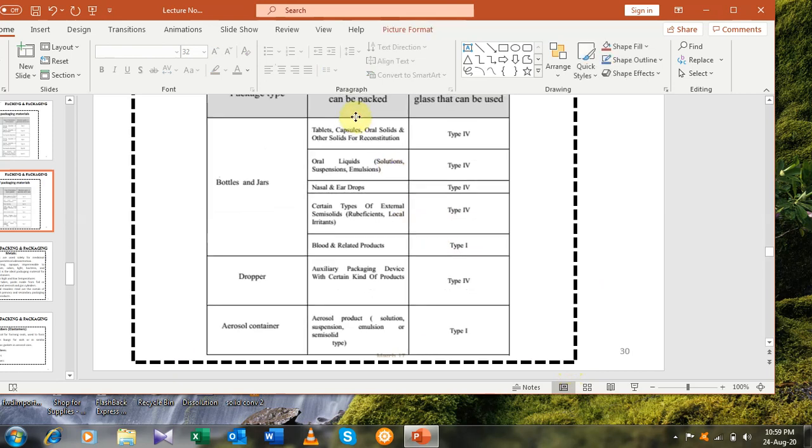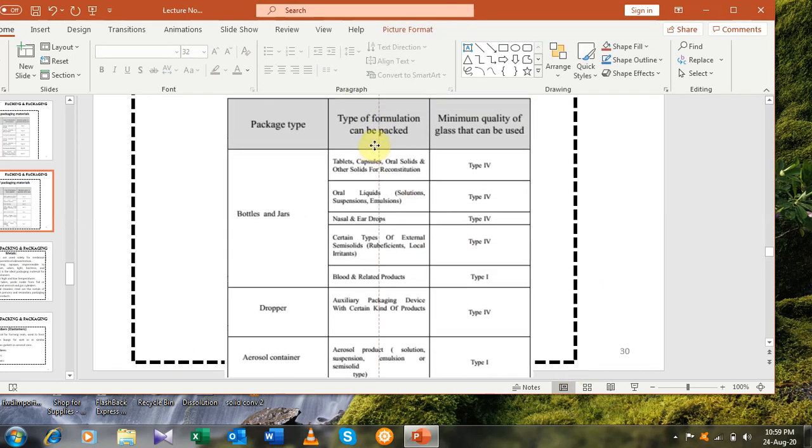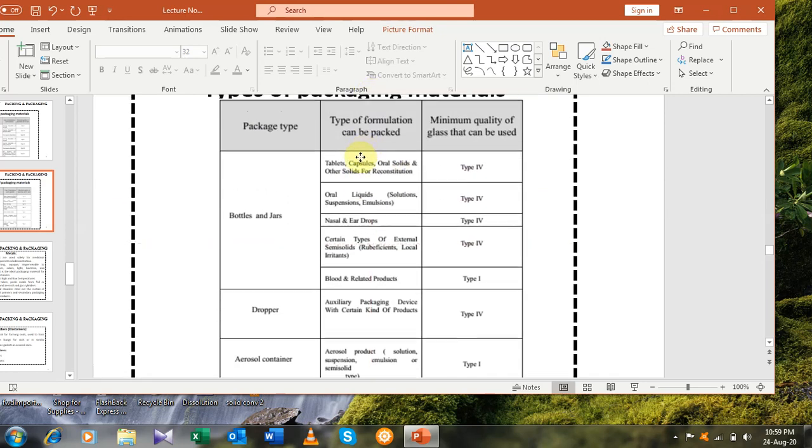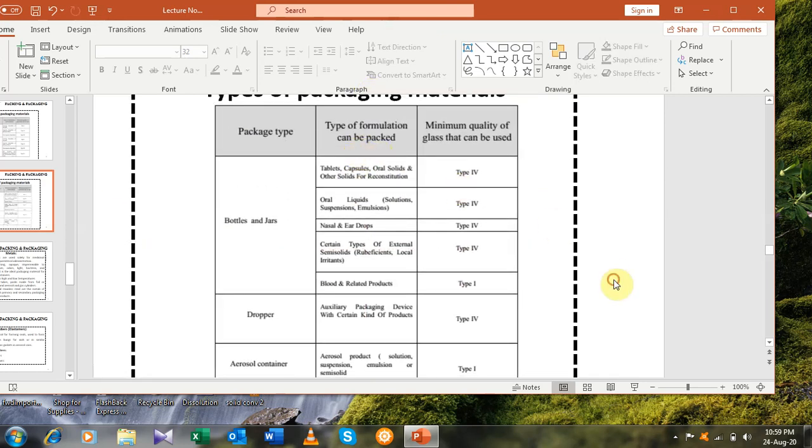And in case of bottles and jars, these are composed of material of different classes of glass. If we have to pack tablets, capsules, oral solids and other solids for reconstitution, type 4 glass is selected. In case of bottles and jars made up of type 4 glass. But in case of oral liquids, that is solution, suspension, and emulsion, type 4 is also used here.